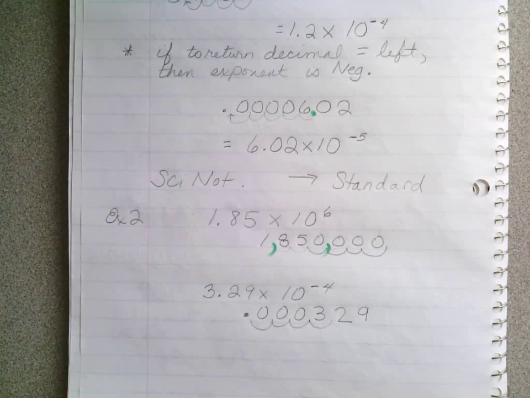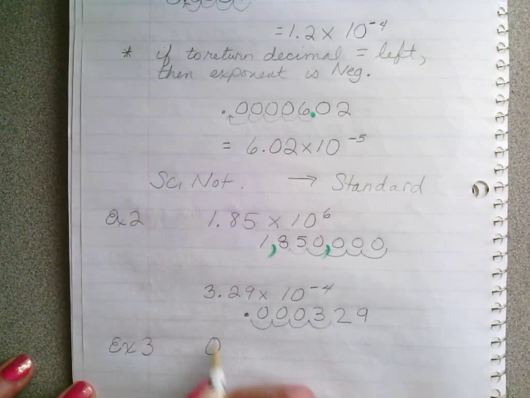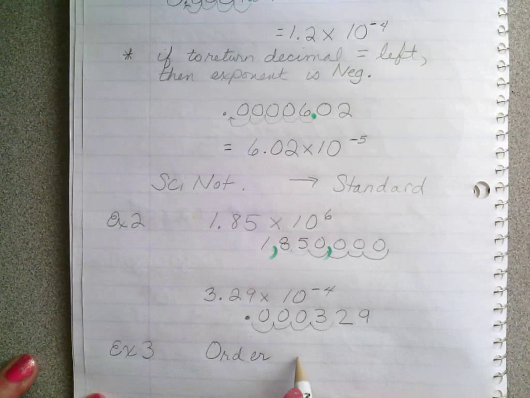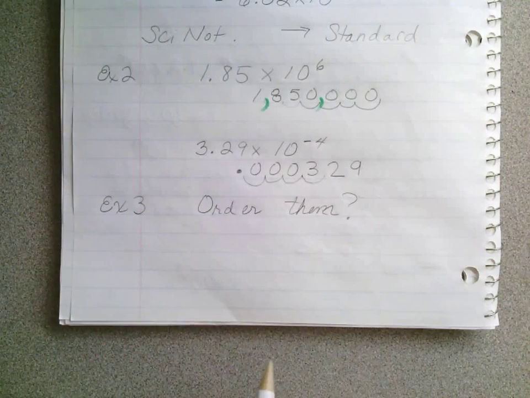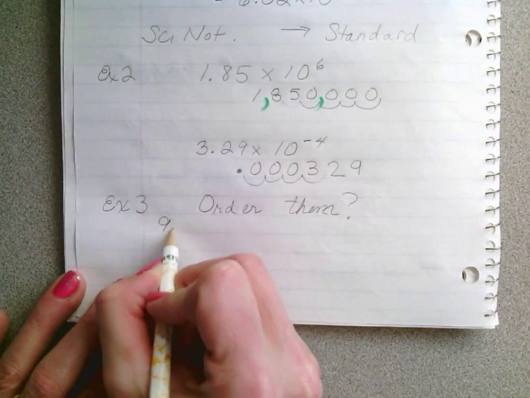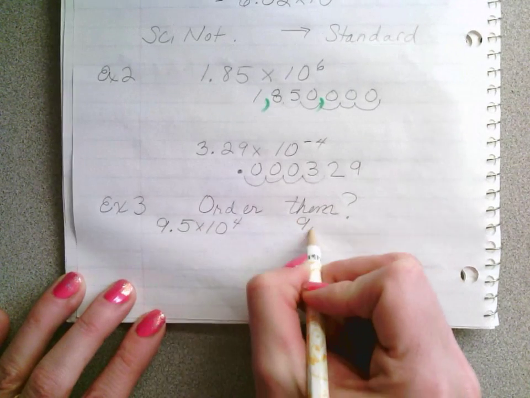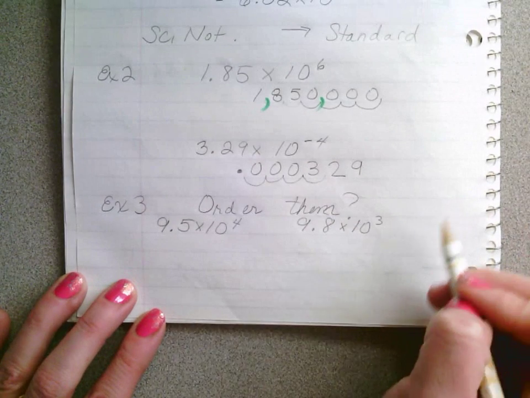Last thing I have for you today before we practice a little bit more, last couple of things, is what if you are asked to order scientific notated numbers? Biggest to littlest. If you're asked to put them in order, here's how I recommend you do it. Solve what each one is, and then just put their natural numbers in order.